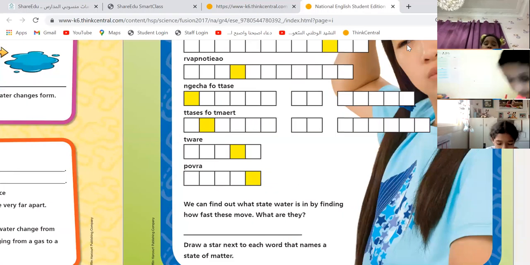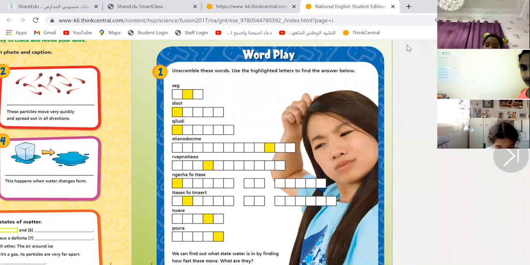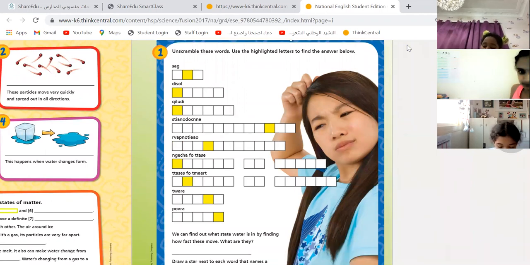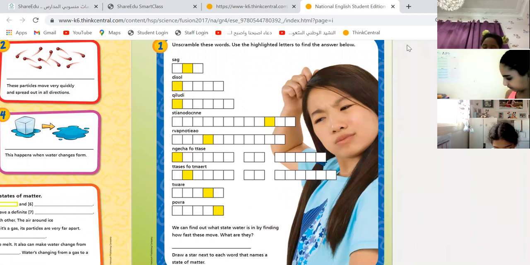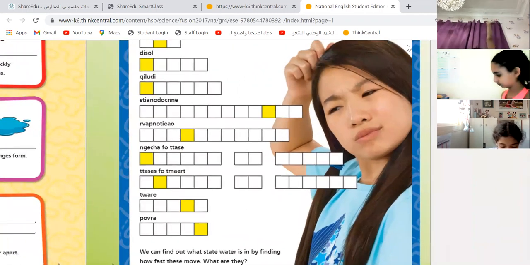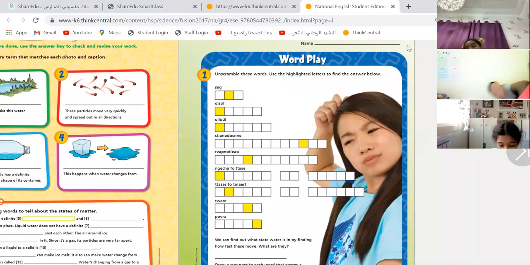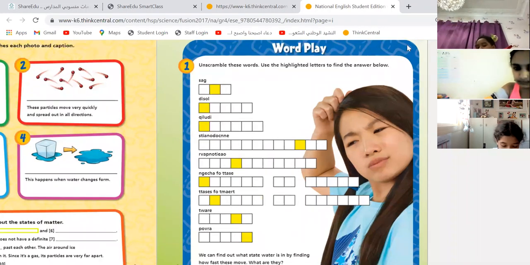I hope in the next page I answer number 7. All right. Now, I want you to unscramble the words. Use highlighted letters to find the answer below. I only need you to unscramble the word. The first one? Gas. Excellent, gas.